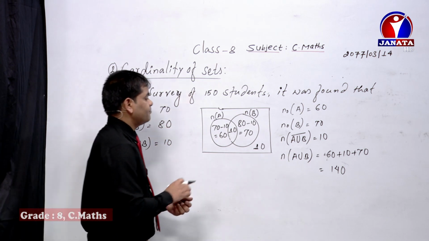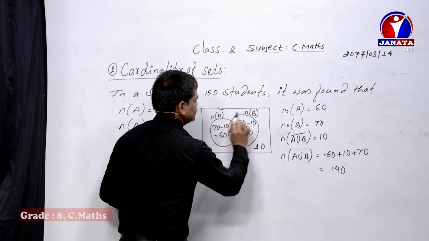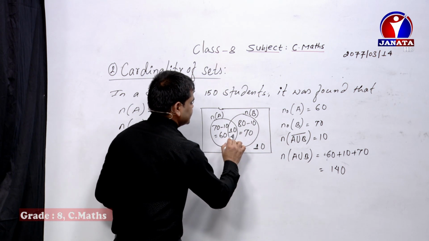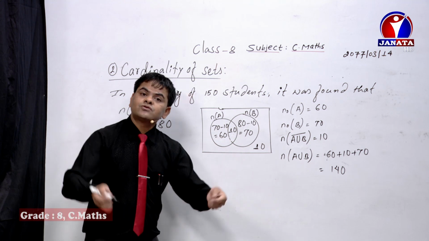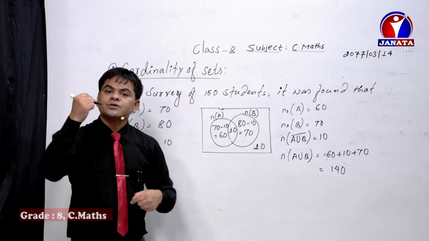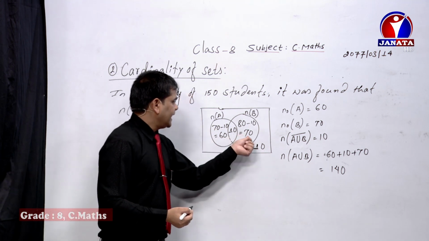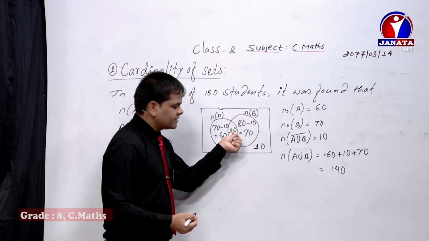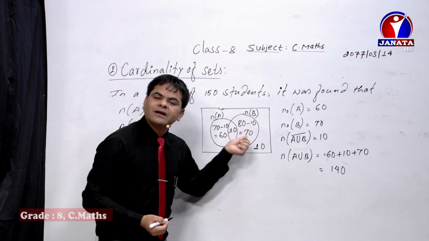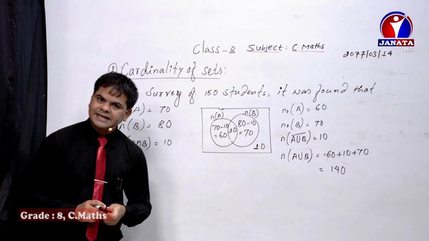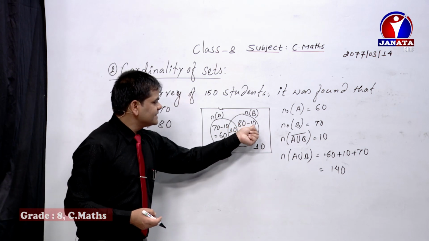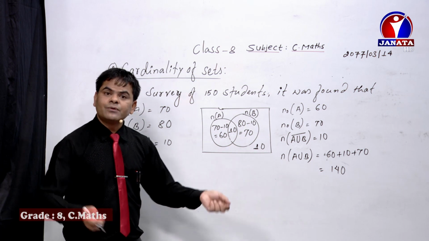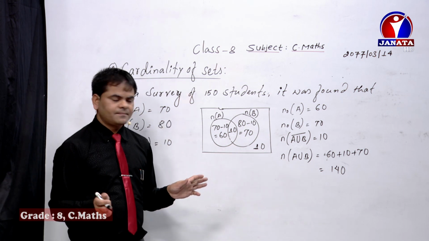If you see the B circle, as the 10 is already included in the intersected part, now to be 80, how much should be kept? If you do 80 minus 10, then the remaining value should be in the place of B only. So there is 70. Directly, rather than writing 80 minus 10 equals 70, you can write 70.